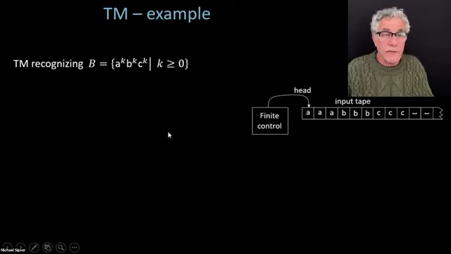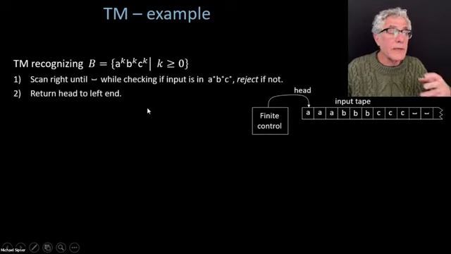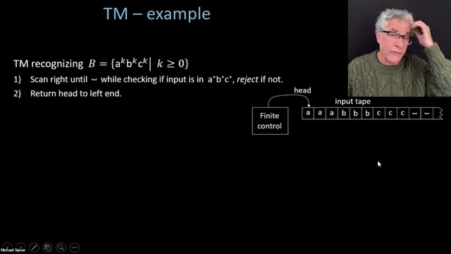This is an informal discussion of how the machine is going to operate to do this language, A to the K, B to the K, C to the K, using its ability to write on the tape as well as read and move its head in both directions. Okay, so let me first describe in English how this machine operates, and then we will see it in action on this little picture I have over here.